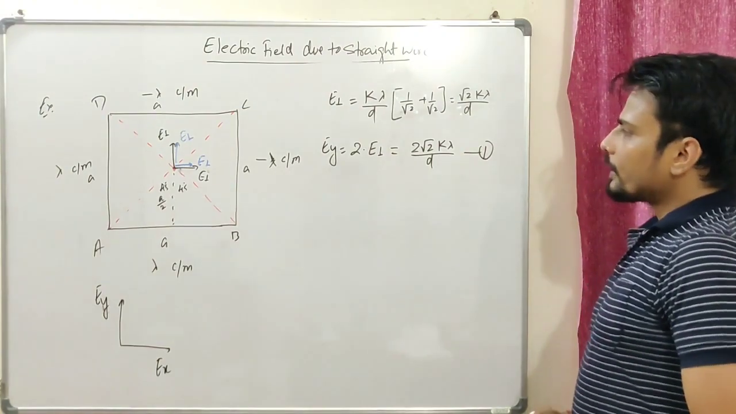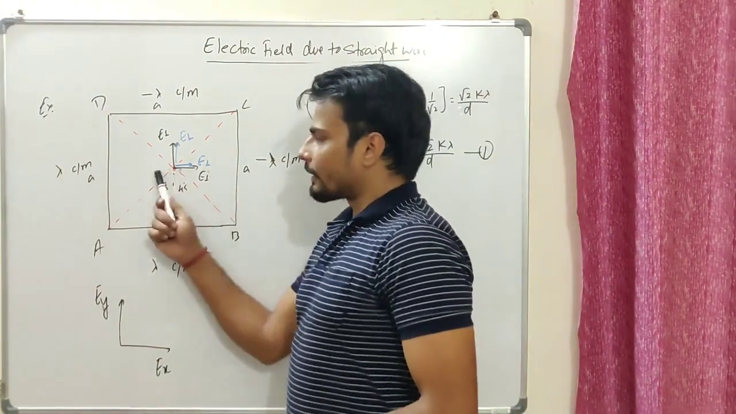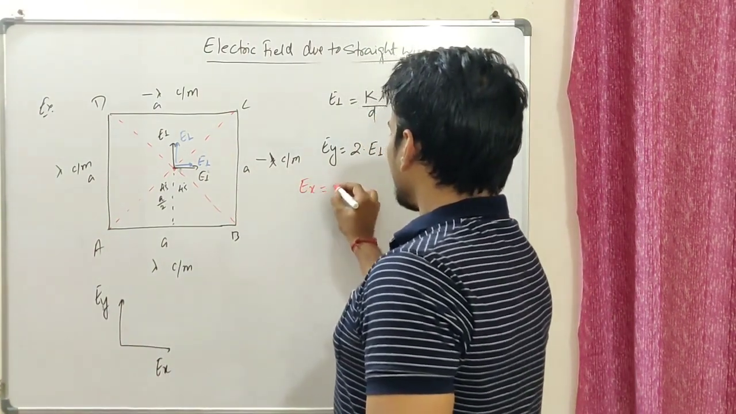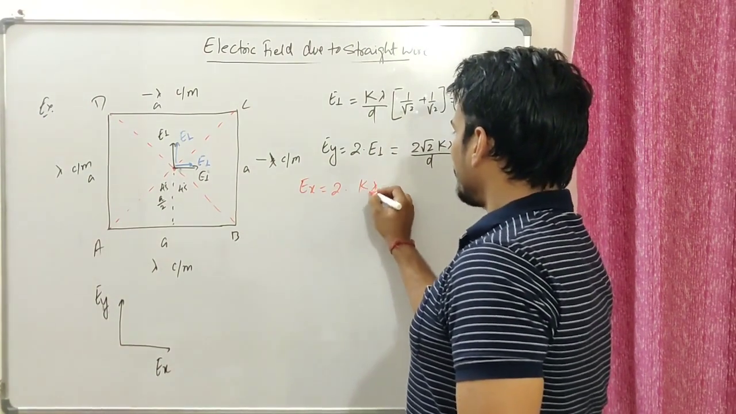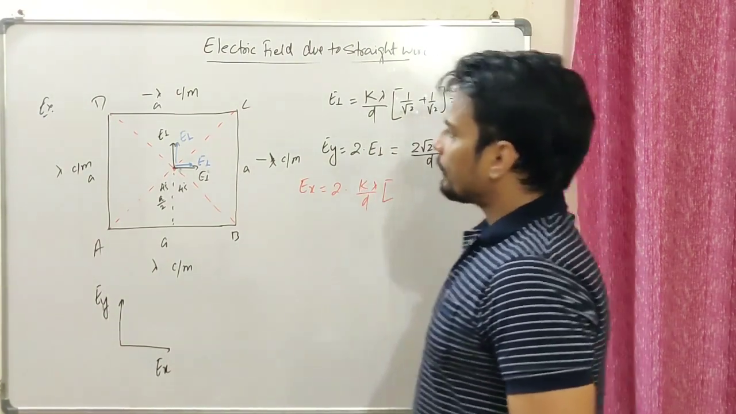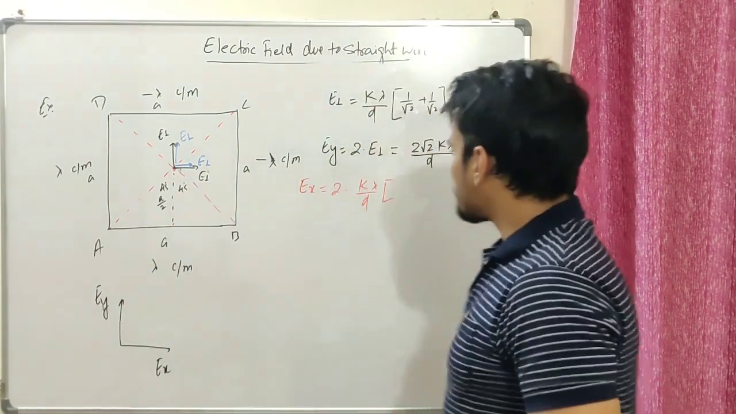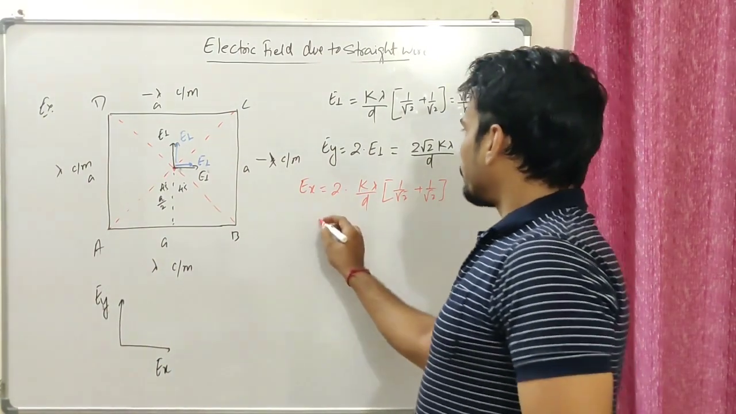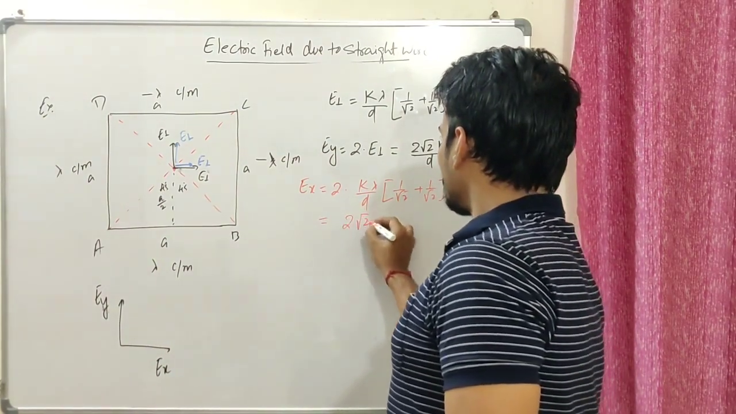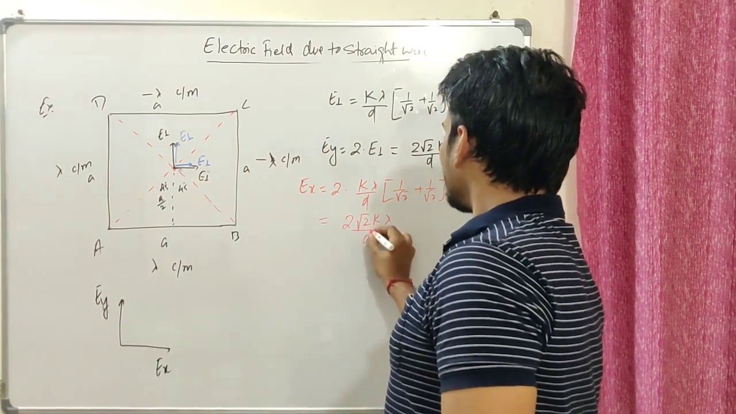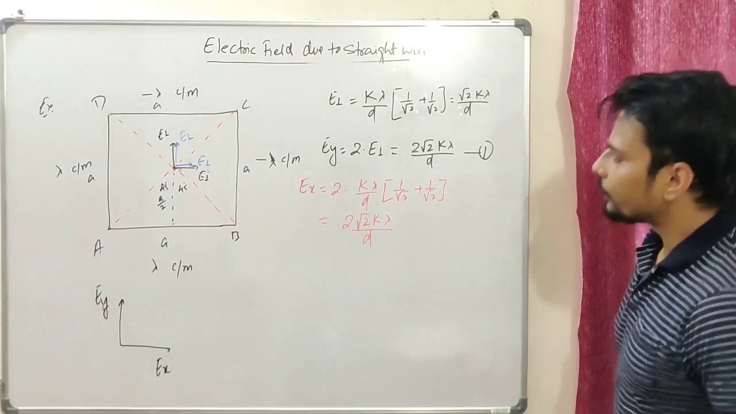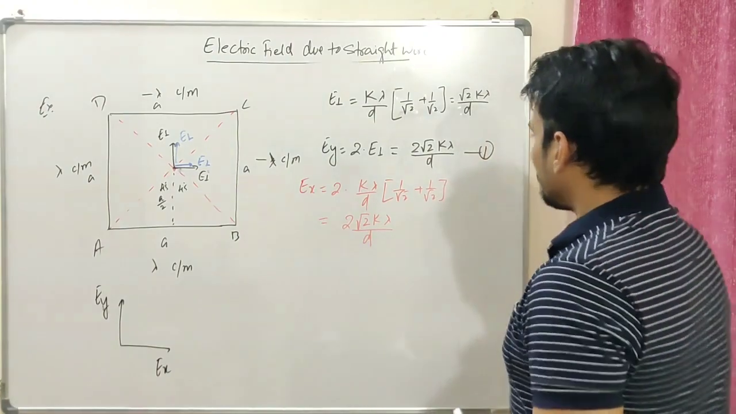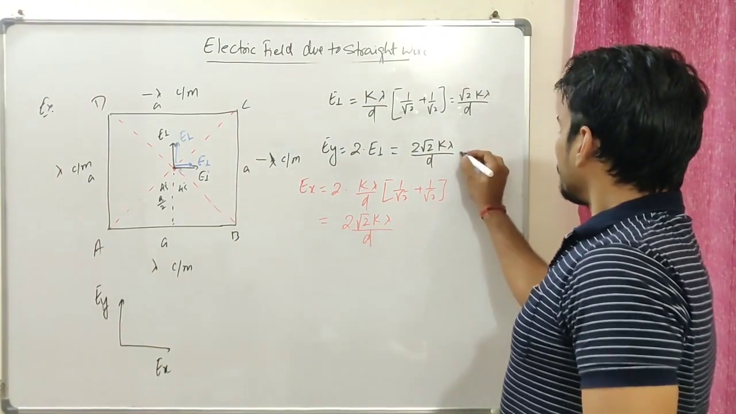Okay. Now let us try and find the field in the X direction. So I can write Ex should be 2 times K lambda by D times 1 by root 2, because the angle is 45, plus 1 by root 2. So I'm going to have how much? The same thing, 2 root 2 K lambda over D. Okay, now let us put the value of D in both the cases. D should be how much? Over here A by 2, here also A by 2.